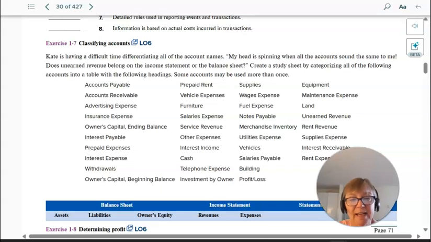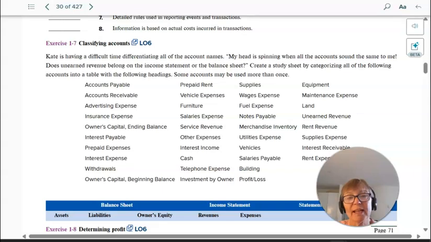Profit loss, that is on our income statement. It goes under revenue minus expenses, gives us profit or loss, but that profit or loss actually gets carried over to our statement of changes in equity, because remember, our statements are all linked together. That's how they're linked. Equipment is an asset. Maintenance expense is an income statement expense. Land is an asset. Unearned revenue.